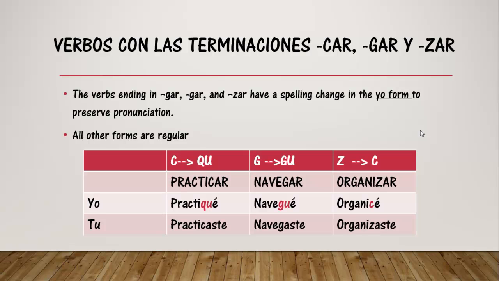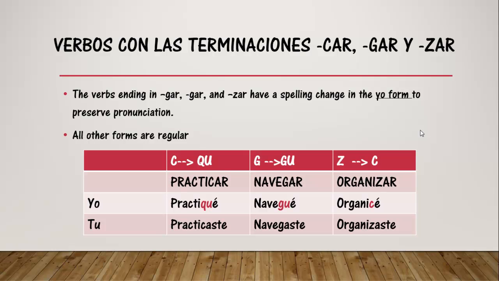So a verb that ends in car, for example, practicar, the yo form, when you take off the AR, you're going to be left with a C ending. You're going to change that C to a QU, but only in the yo form. So for example, yo practiqué, P-R-A-C-T-I-Q-U-É. If you left the C, it would be pronounced practicé, and that does not make any sense. So the tú form is normal, practicaste.